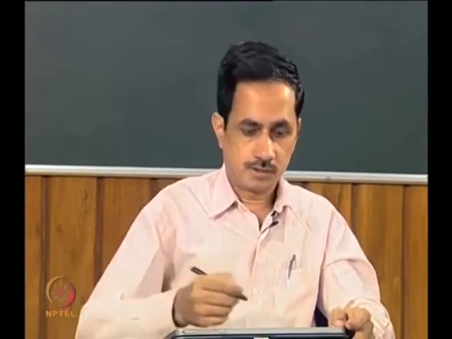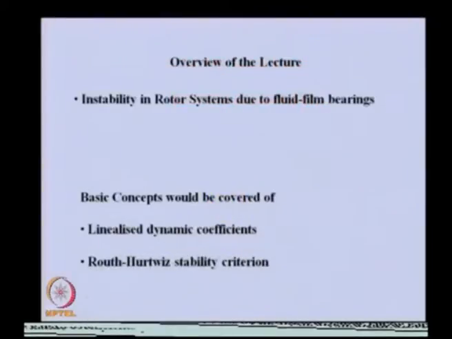So in this particular case, let us see what things we will be covering. Basically we will be covering the instability in a rotor bearing system due to fluid film bearing, and how we can obtain whether the system is stable or not. Apart from this, we will introduce basic concepts. We have already introduced the linearized dynamic coefficients, so we will be using them for finding the stability of the rotor system. The Routh-Hurwitz criterion of stability will be used for this purpose.